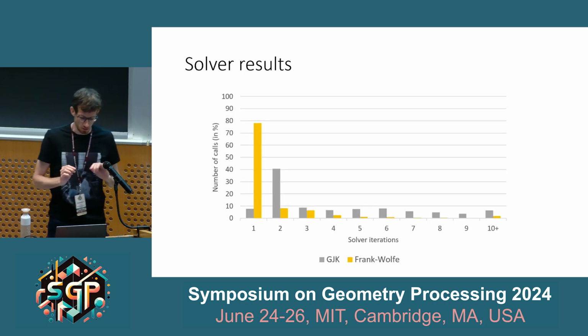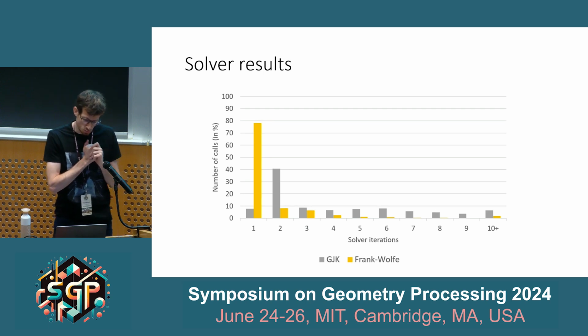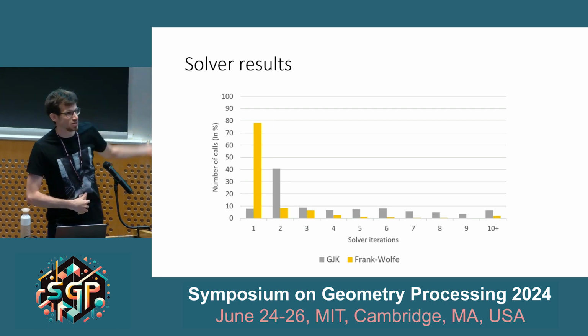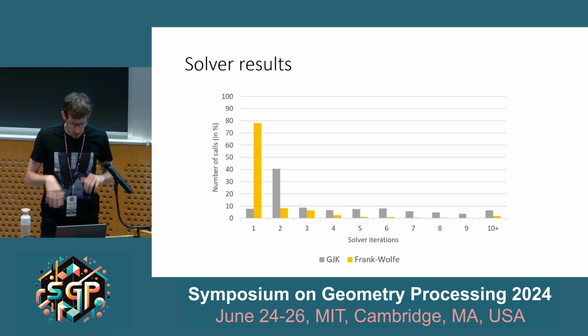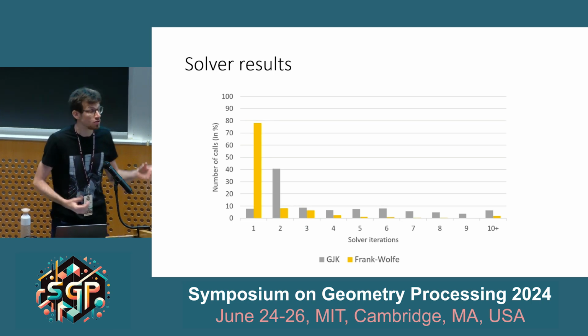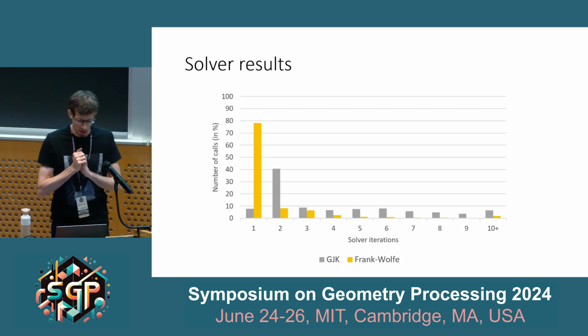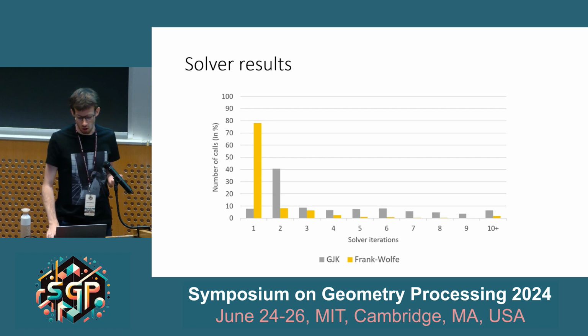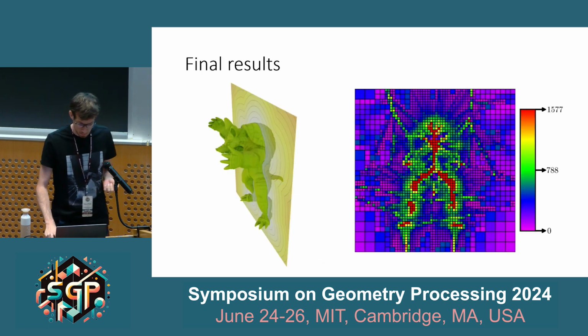Now we have some results. Here we have a comparison between the JJK and Frank Wolf and the number of iterations that they need to converge. As you can see, with Frank Wolf and the optimizations that we did, we're able to discard that to get a final decision with a few iterations in most of the cases.